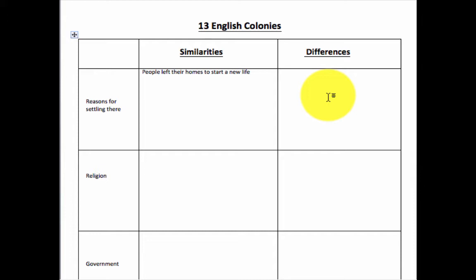Now, some differences that we see for the reasons why people are settling here are that there are some political reasons that we find in Georgia and Connecticut. We have religious reasons, like we find in Massachusetts, Maryland, Rhode Island, and Pennsylvania. And lastly, we have economic reasons, like you find in Virginia and New York.